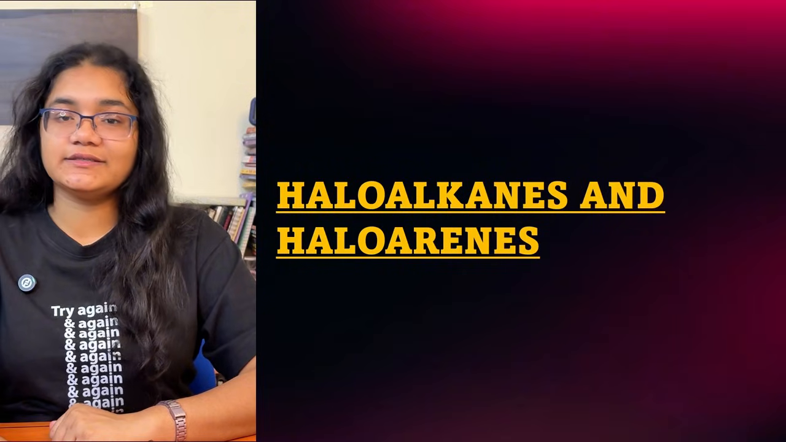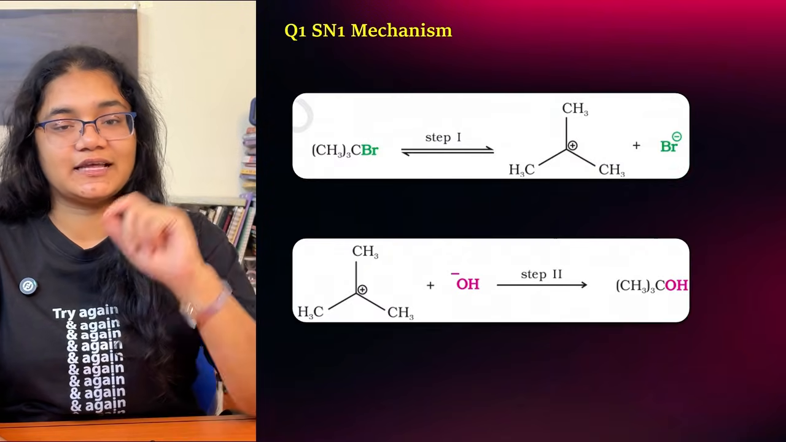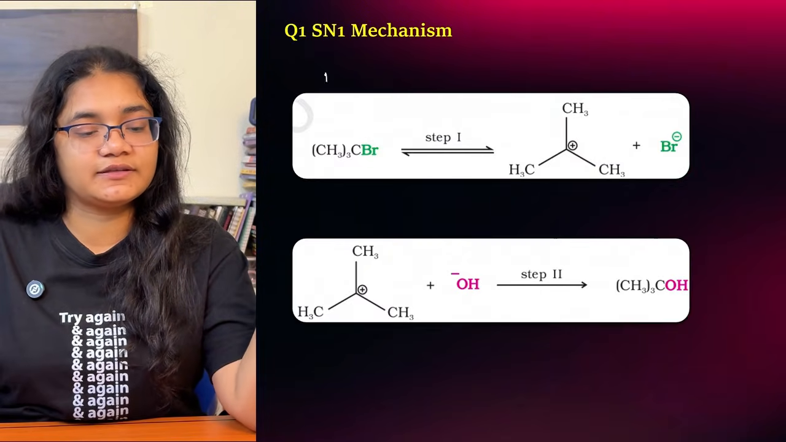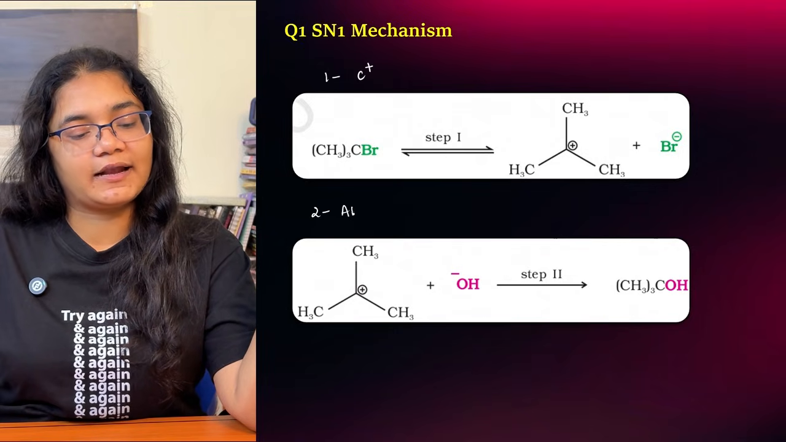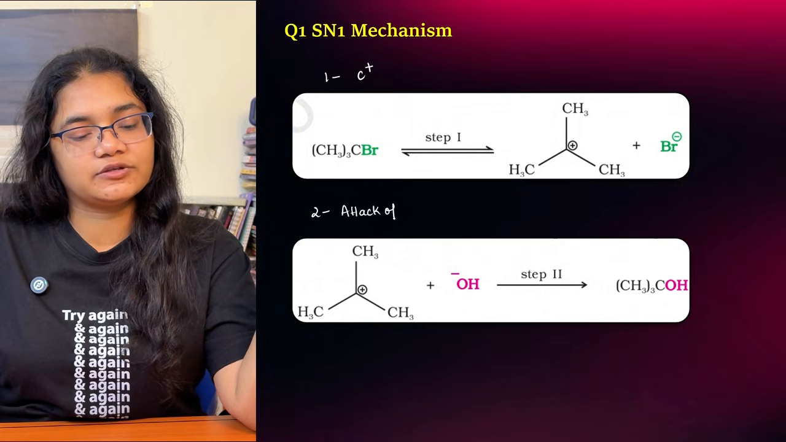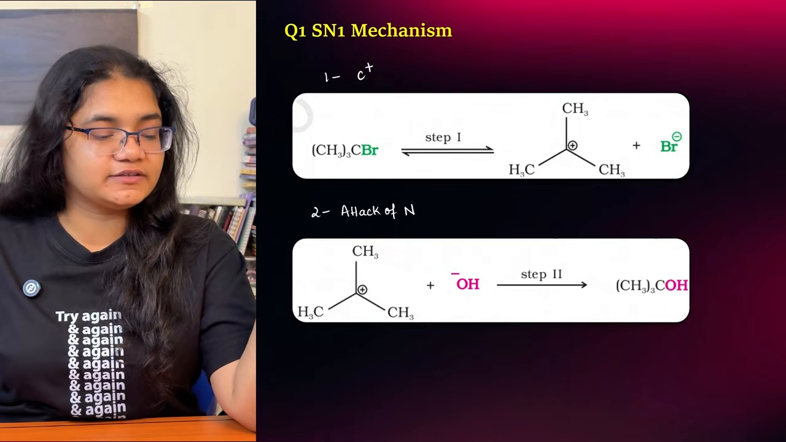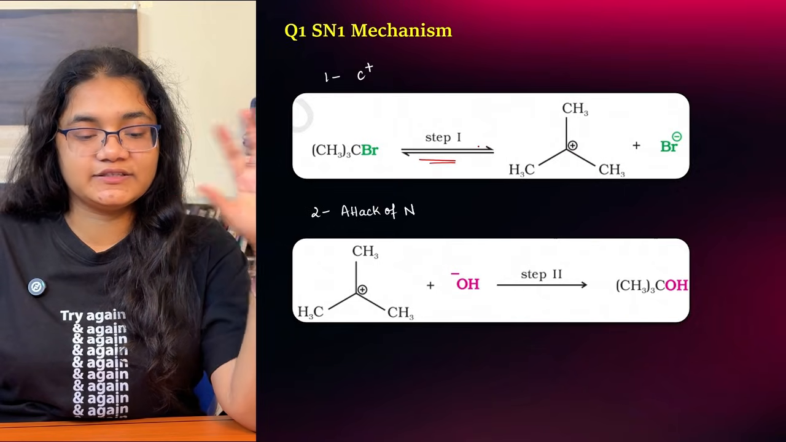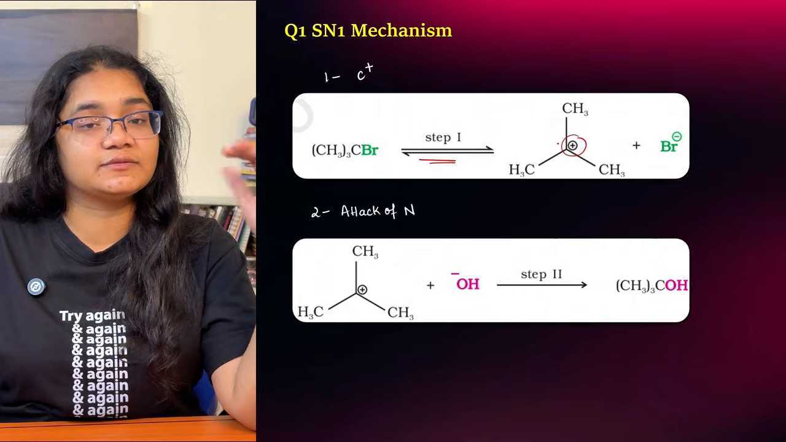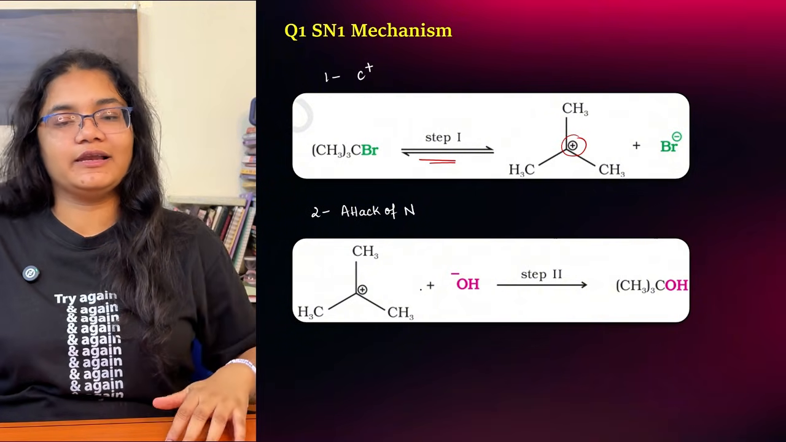Now let's move to haloalkanes and haloarenes. The first very important question is the SN1 mechanism. The first step is the formation of carbocation and the second step is the attack of the nucleophile. This question will definitely be asked. In the first step we have an equilibrium arrow, so please check this one. Then a carbocation is formed, this is a planar molecule, and then the nucleophile can attack.